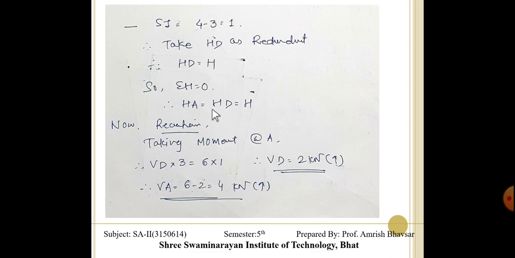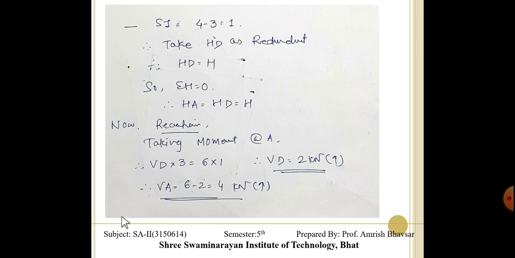Got it? Now reactions. For finding out VA and VB, we know all the process from previous subjects.